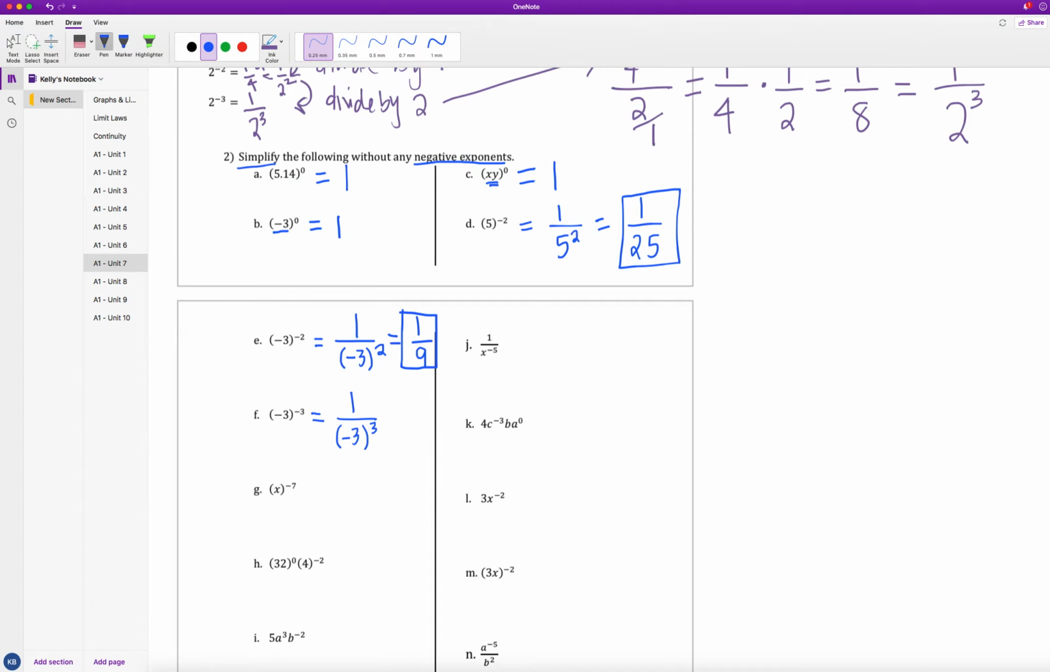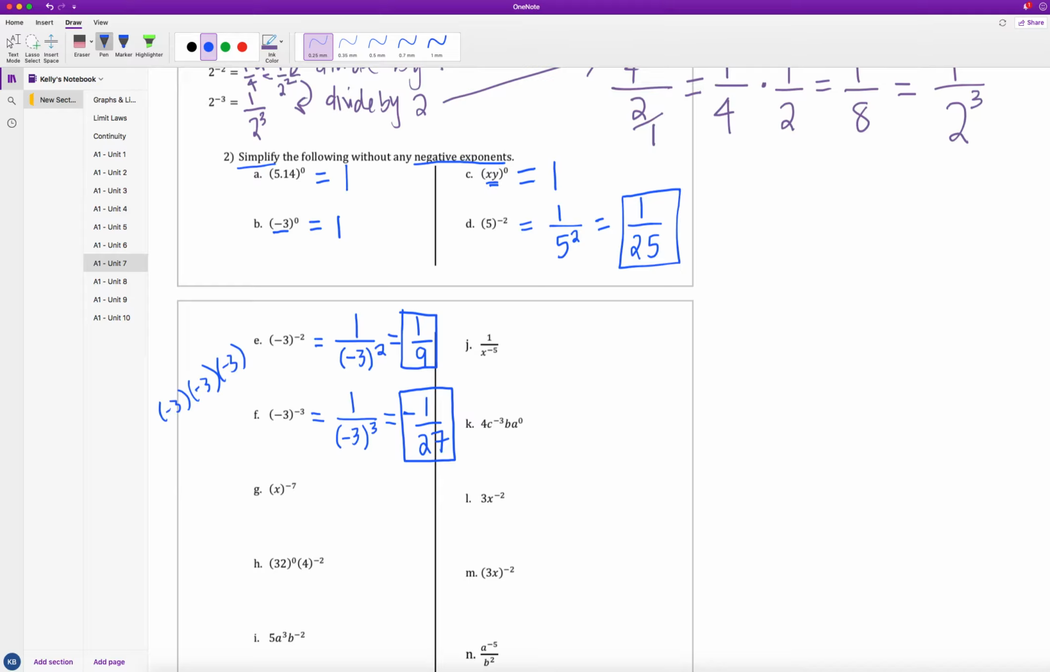Now I have to be careful. -3 cubed would be -3 times -3 times -3. So if I multiply 3 negatives, I am going to end up with a negative answer, and I'd have -1 over 27. Since 3 times 3 times 3 would give us 27, and then the negative is coming because I have 3 negative signs here. So just be careful with your negative signs when you're raising them to powers.